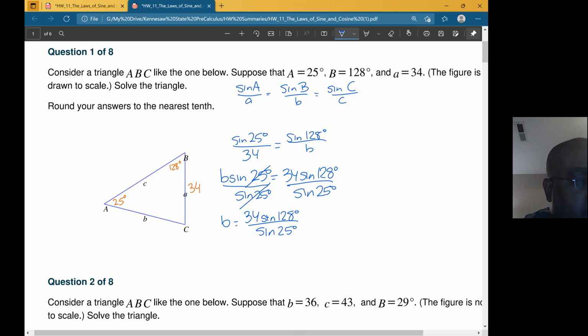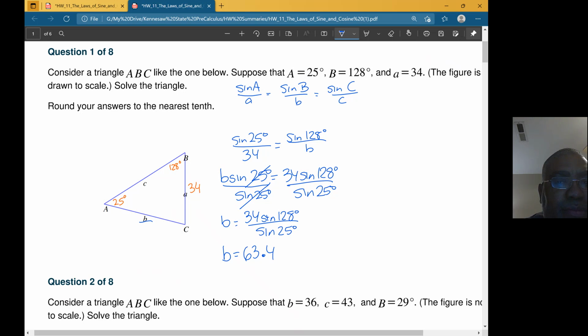Of note, make sure that your calculator is in degrees, because if it's in radians, it's not going to be right. 34 sine of 128, and that's over sine of 25. And I end up with 63.396, and the answer's rounded to the nearest tenth. So little b is equal to 63.4, because .396 rounds to .4. So we have little b down.